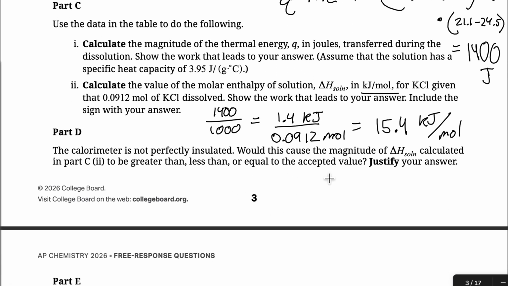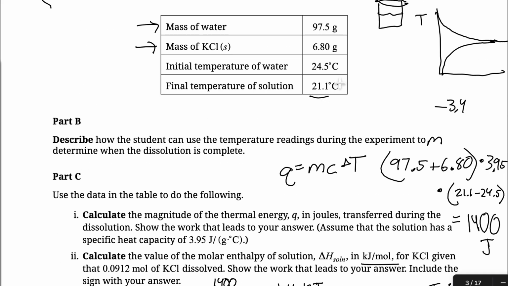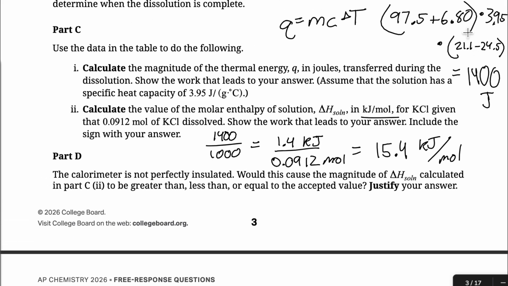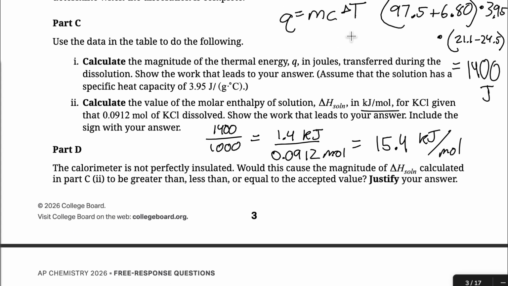Here, likewise, heat is going to flow in. So if it's not perfectly insulated, heat is going to flow in, causing this final temperature to be a little bit higher. It could maybe be 22 because heat entered. So if your final temperature is 22, that means your delta T is going to be a little bit smaller than in reality. Notice how here we did 21.1 minus 24.5 for delta T, and now we'd be doing 22 minus 24.5. So that's a smaller number. Here we originally had 3.4. This is like 2.5.